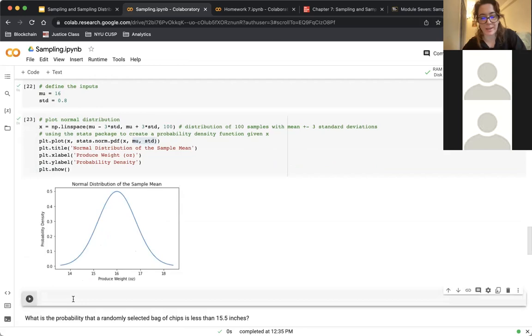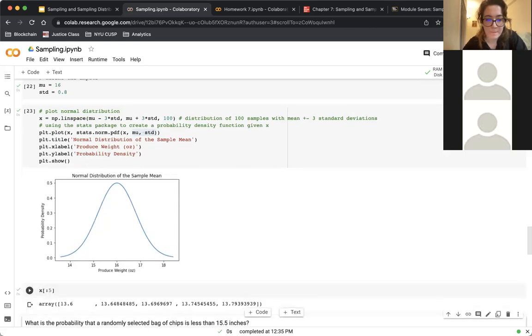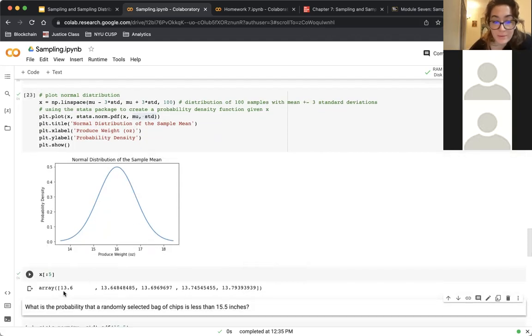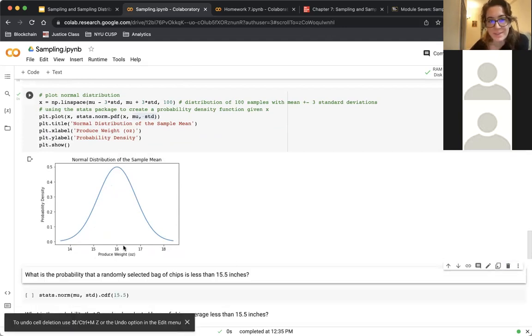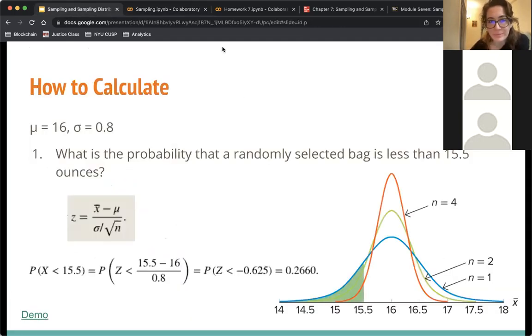Just to show you what that x looks like, I'll show the first 5 values. It's this array of values, anywhere from 3 standard deviations below 16 to 3 standard deviations above. That's what allows us to simulate this random distribution: given all these values of x, what would the PDF, or probability density function, look like? And this gives us the same visual that we have here.